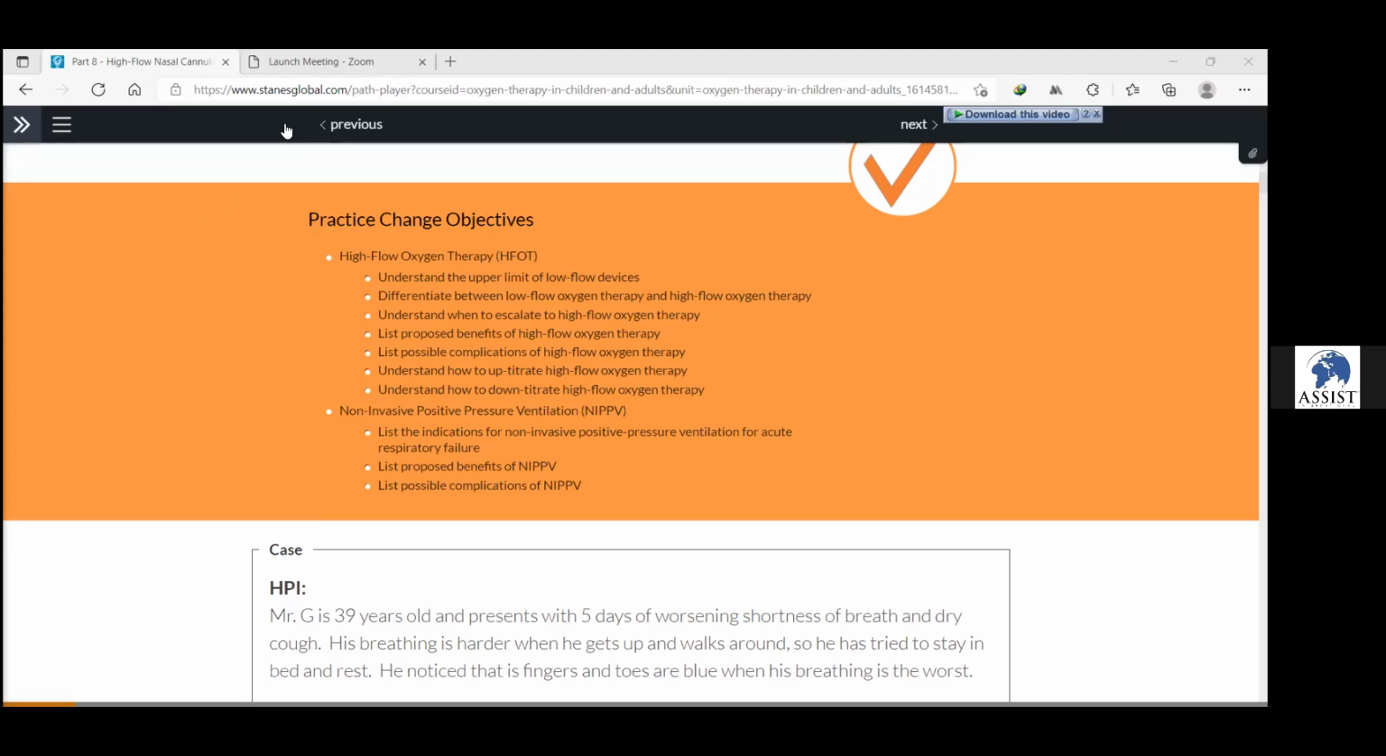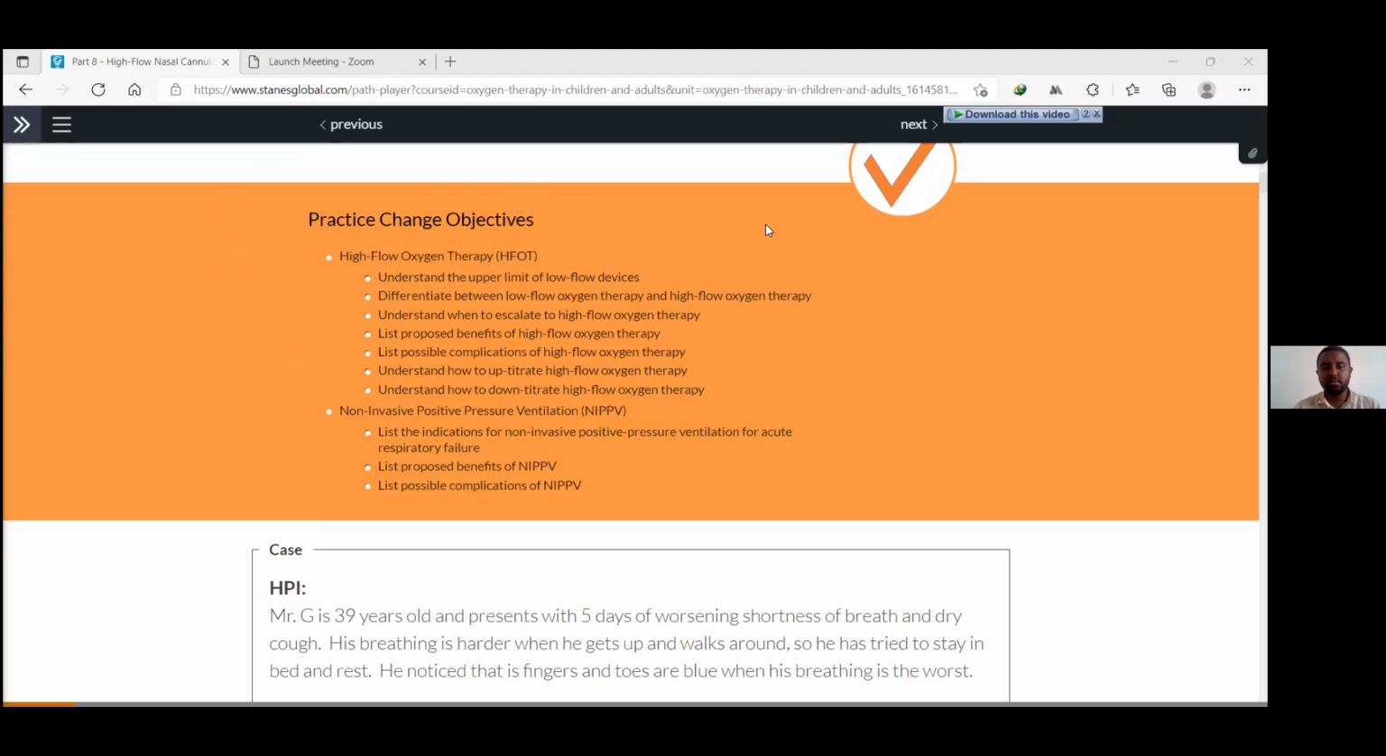Dr. Yushek, I think Dr. Ananya just dropped off. Do you want to step in until he's back? Okay. Thank you. Good afternoon, everyone. So I will continue where Ananya left off with our practice change objectives for today.